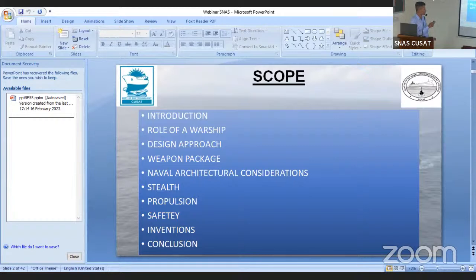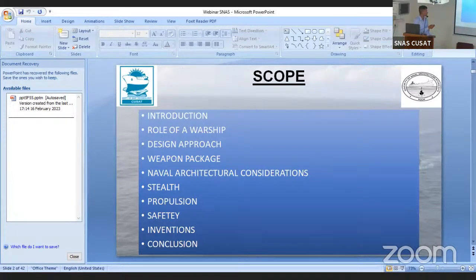The design approach of warships is completely different. It begins with the weapons package. Now, conventionally, whenever we are going to design any ship, we start off with the approach which talks about the volume-based approach or the weight-based approach. But for designing a warship, we need to start off by knowing what mission it is going to perform, what are the main weapons that the ship is going to carry. So that is the main starting point for the design of a warship.